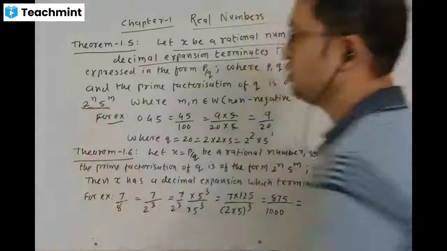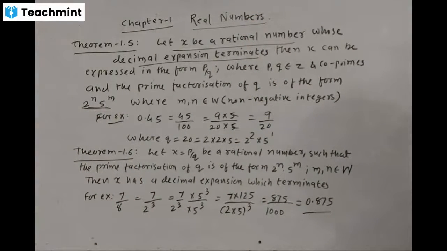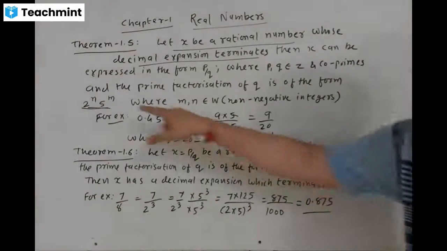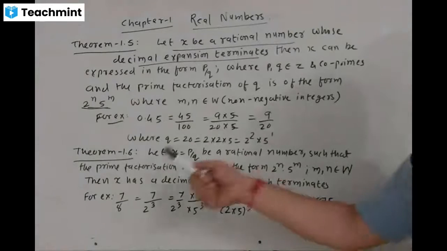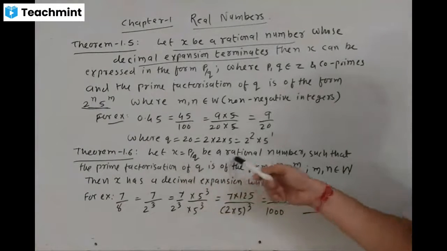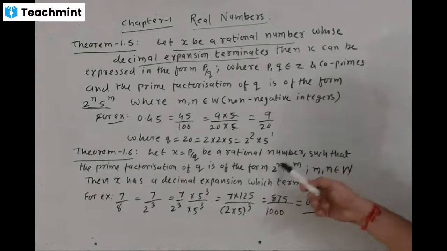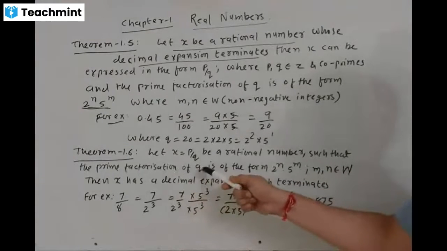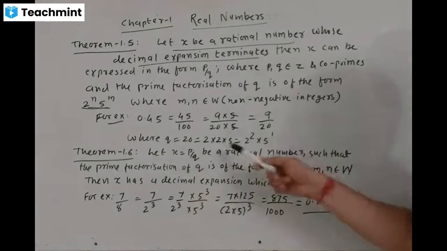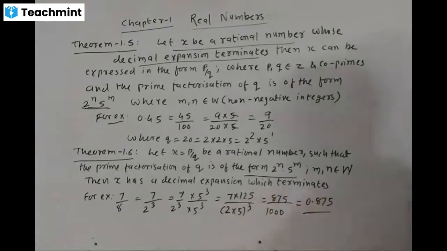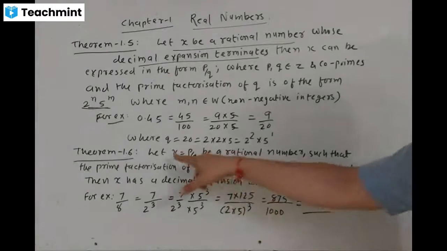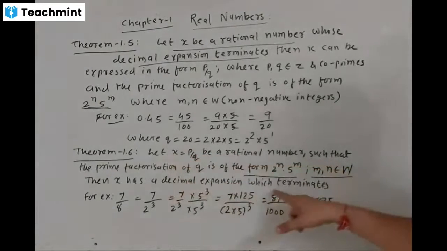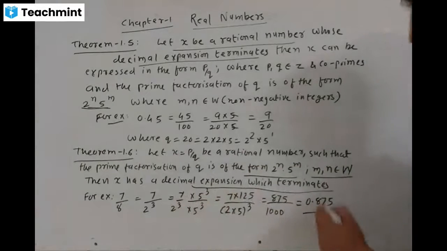ये जो denominator के prime factors हैं, वो always 2 raised to n और 5 raised to m के form में आने चाहिए, और ये उसका पूरा converse है. Theorem 1.6: let x is equal to p by q be a rational number. अगर rational number है such that the prime factors of q are of the form 2 raised to n and 5 raised to m, and n and m both are whole numbers, then x is a decimal expansion, तो रेशनल नंबर का decimal expansion terminating होगा.